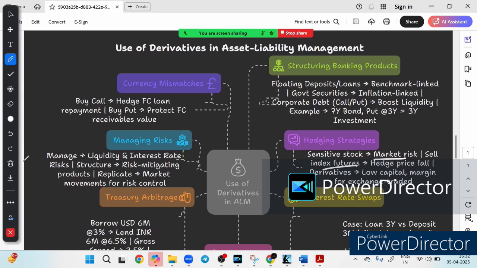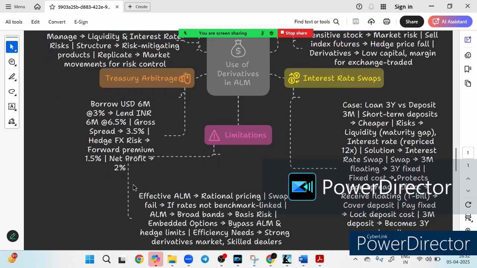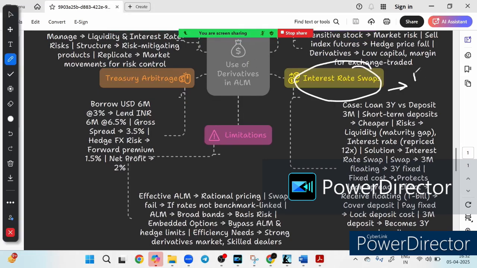Right, now friends, if you look at the IRS, you know what IRS is? That is called interest rate swap. You see the case of IRS here. See, the problem is that this IRS or interest rate swap protects you from maturity mismatch. It protects the product from maturity mismatch. How?